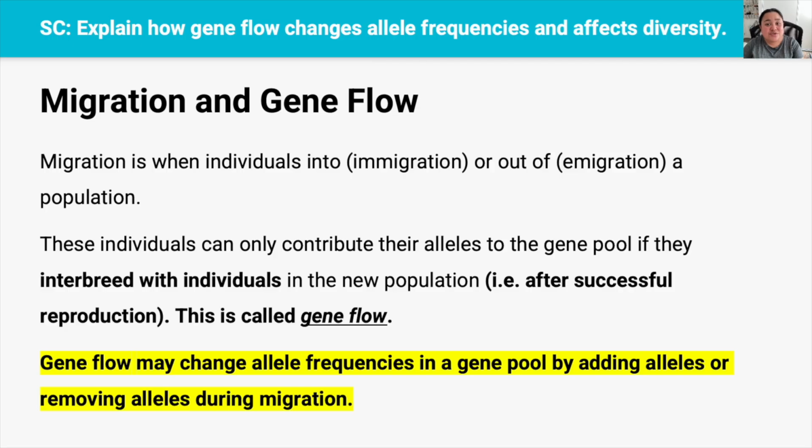Migration is when individuals move into or out of a population, and for migration to actually change allele frequencies in the gene pool, immigrating individuals have to successfully interbreed with individuals in the new population. If the immigrating individuals don't reproduce, then they don't pass on their alleles and there's no gene flow. So, we define gene flow as the movement of alleles into or out of the population through successful reproduction after migration, and this could potentially result in changes to allele frequency.